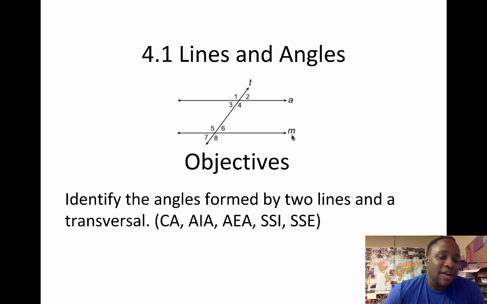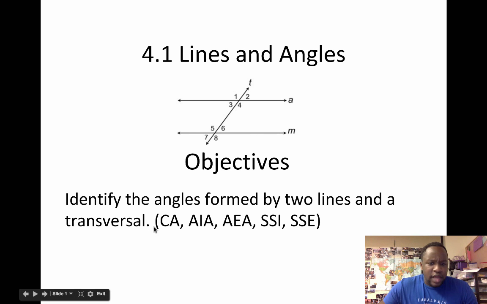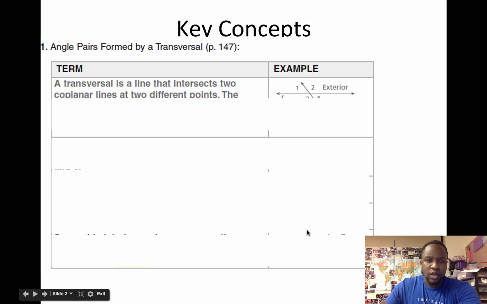So our objective today is to identify the angles formed by two lines and a transversal. The angles that we're going to be talking about are corresponding angles, alternate interior angles, alternate exterior angles, same side interior, and same side exterior. All right, so let's get right into it.